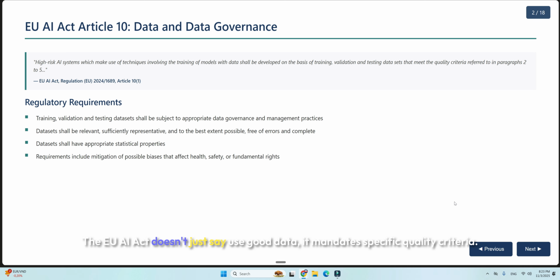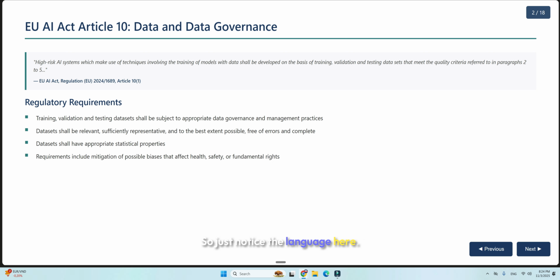The EU AI Act doesn't just say use good data, it mandates specific quality criteria. So if we just look at some of the bullet points, Article 10 requires that training, validation, and testing data sets must be subject to appropriate data governance and management practices, relevant, sufficiently representative, and to the best extent possible, free of errors and complete. It should also be equipped with appropriate statistical properties, and it should be managed to mitigate possible biases that could affect health, safety, or fundamental rights.